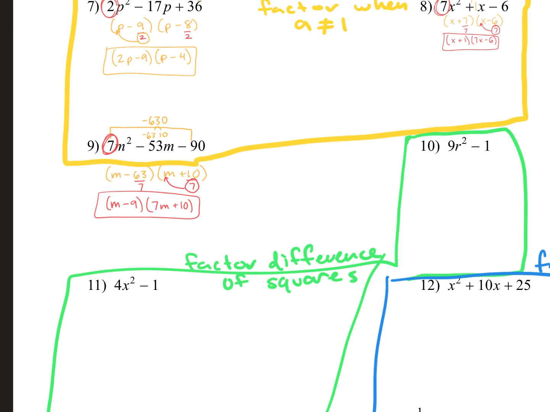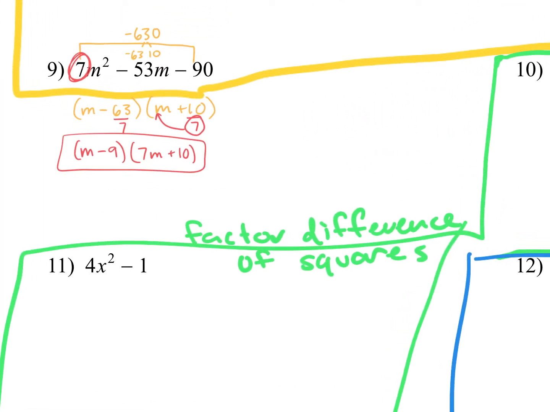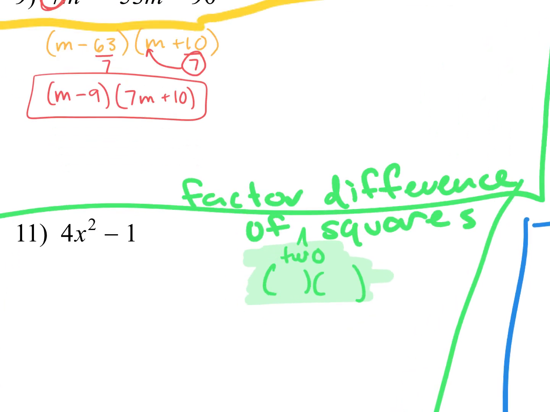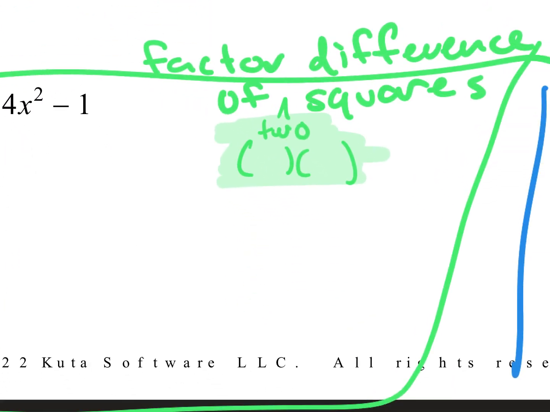All right, the next section will say factor the difference of, this should say, 2 squares. So when you're factoring the difference of 2 squares, you have 2 parentheses. That tells you you're going to have two sets of parentheses. So use the instructions to help you.